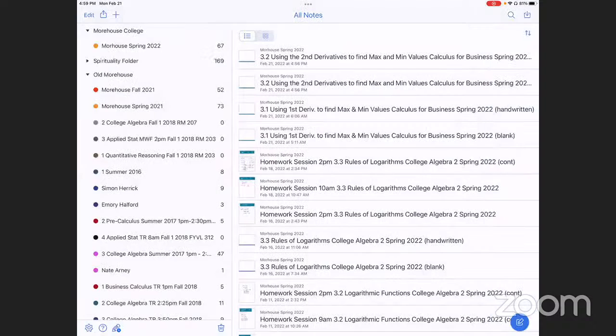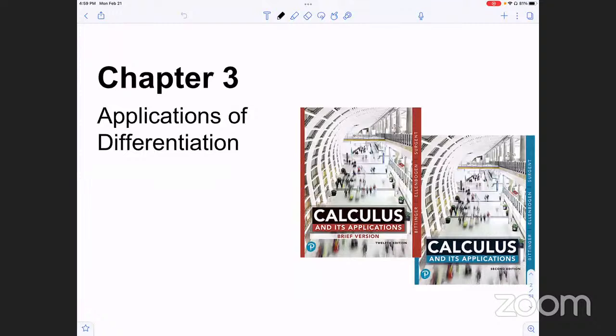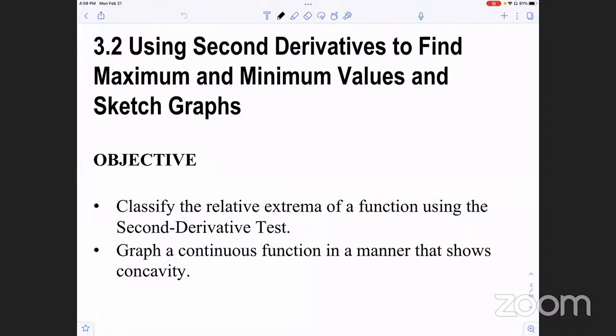We're continuing our exploration of Chapter 3 on applications of differentiation, and today we're going to be looking at section 3.2, using second derivatives to find max and min values and sketch graphs. A couple of objectives here. We like to classify the relative extrema of a function using the second derivative test, and we like to graph a continuous function in a manner that shows concavity, right?